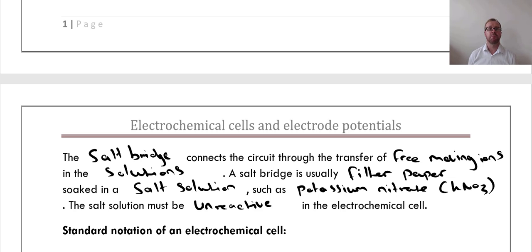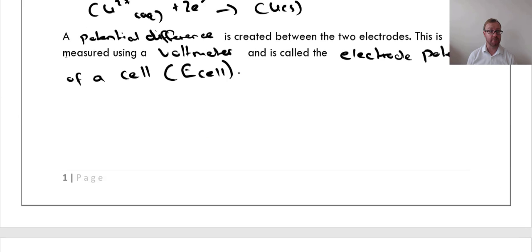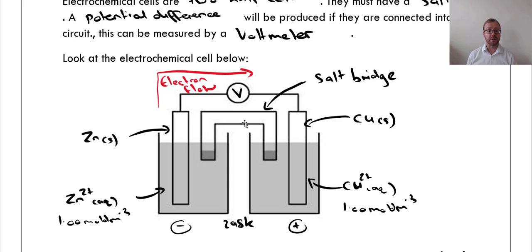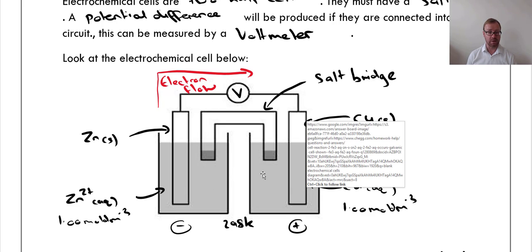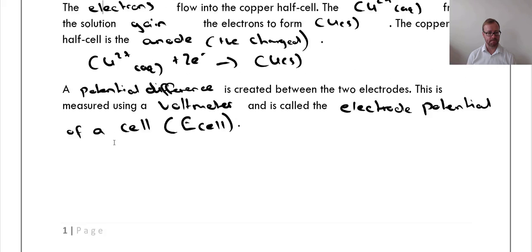So the salt bridge is really important. If we go up and look at our diagram, the salt bridge connects these two half cells, and it allows for the movement of ions between these cells. Without this, the circuit wouldn't be complete, and we wouldn't be able to gain this potential difference.